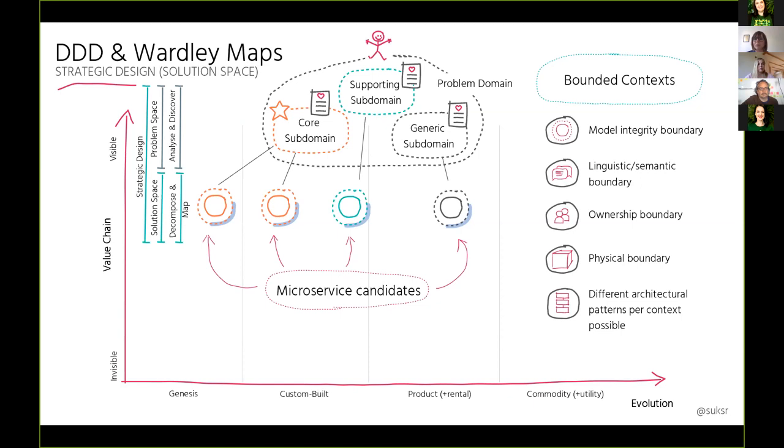And so not every bounded context needs to apply the same architectural pattern. Architectural patterns can be different per bounded context, and also the business logic implementation patterns that I come to later on as well. And bounded contexts are very good candidates for microservices.